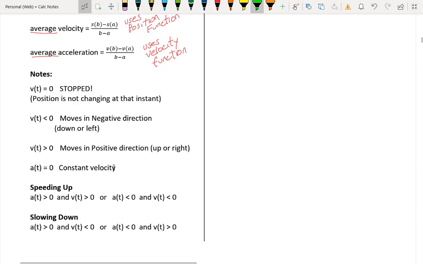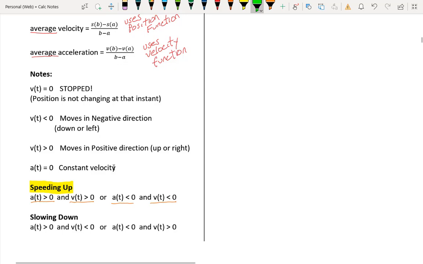Now these two at the bottom are kind of critical. You are speeding up when acceleration and velocity are both the same sign. That's what these two things are saying. When a of t, so when acceleration, is greater than 0 and velocity is greater than 0, or you can also be speeding up when acceleration is less than 0 and velocity is less than 0. So when acceleration and velocity have the same sign, you're speeding up.